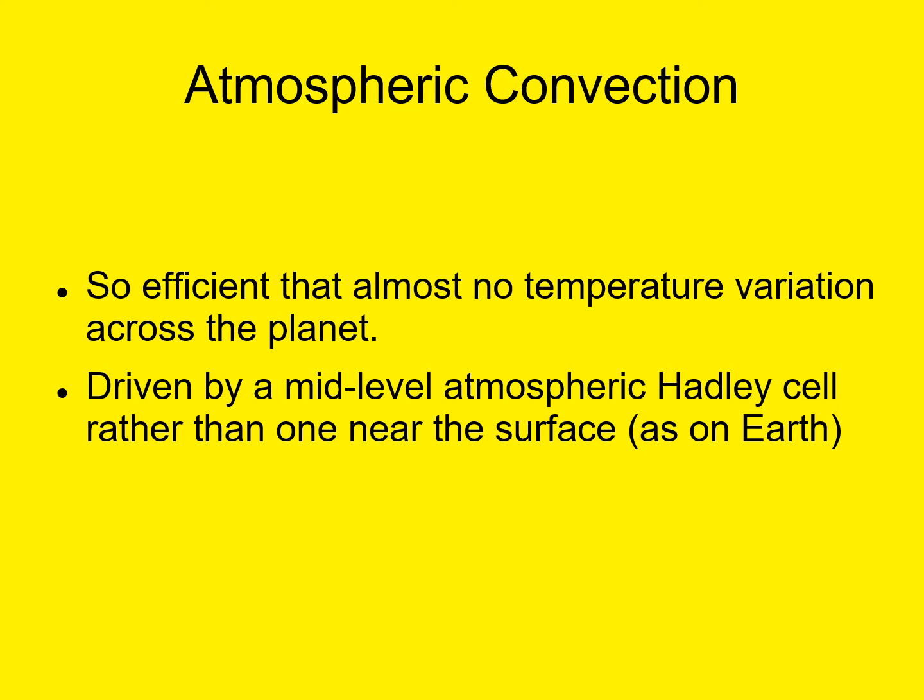That's driven by that mid-level atmospheric convection cell, called a Hadley convection cell. And that cell in the clouds is driving all the atmospheric circulation. And it's actually so efficient at moving the heat around that wherever you go on Venus, it's pretty much the same temperature, no matter where and when. And so there's almost no variation.